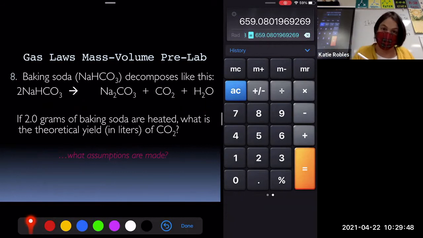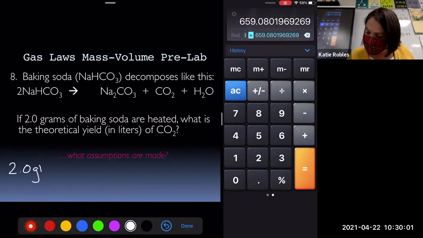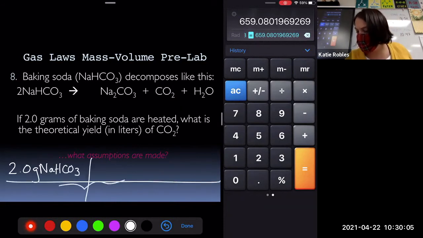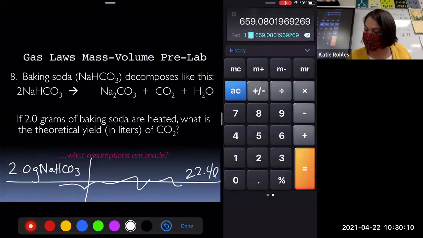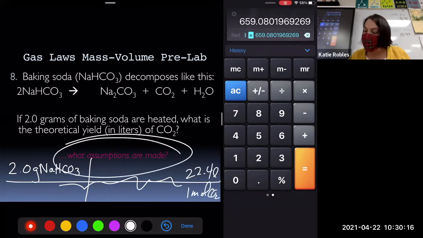So if 2 grams of baking soda are heated, what is the theoretical yield of CO2? Your stoichiometry brains should all of a sudden be going, all right? You should be thinking, okay, fine, I've got 2.0 grams of baking soda, and I'm gonna go through the steps and end up with 22.4 liters per 1 mole of CO2, okay? And I ask you, what assumptions are being made, okay?